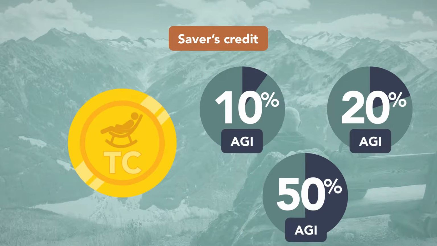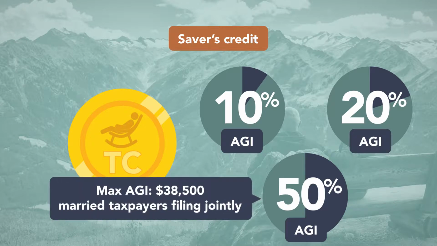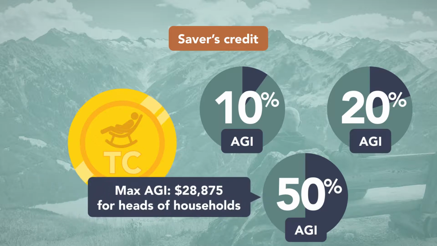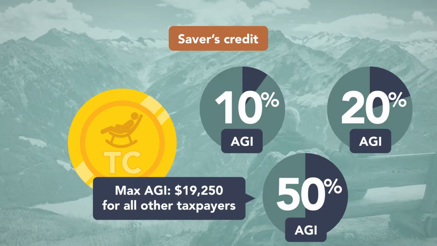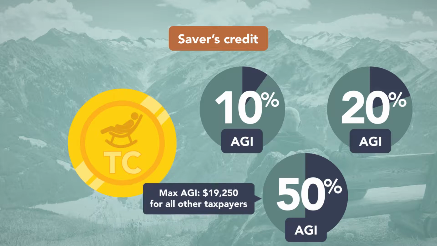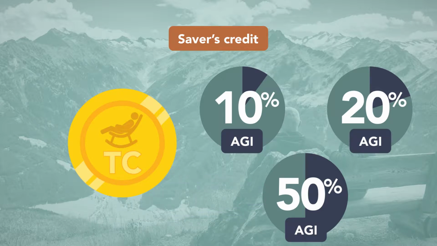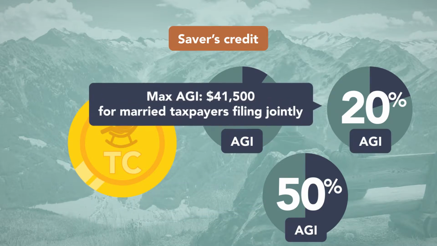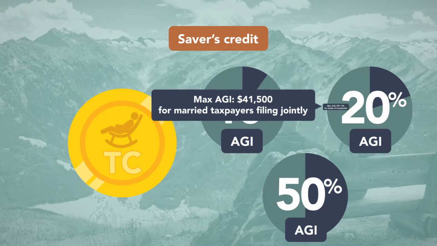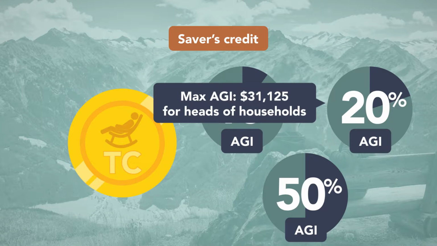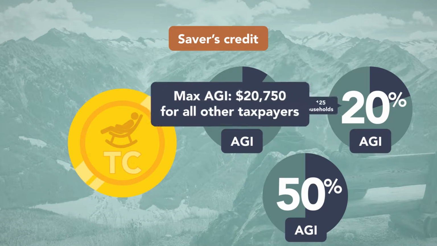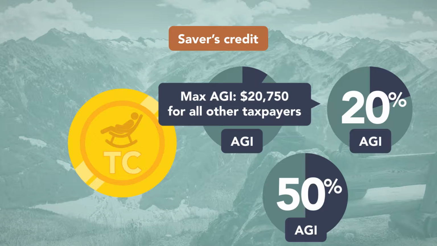To receive a credit worth 50% of the contribution, the taxpayer's adjusted gross income must not exceed $38,500 for married taxpayers filing jointly, $28,875 for heads of households, and $19,250 for other taxpayers. To receive a credit worth 20% of the contribution, the adjusted gross income must not exceed $41,500 for married taxpayers filing jointly, $31,125 for heads of households, or $20,750 for all other taxpayers.